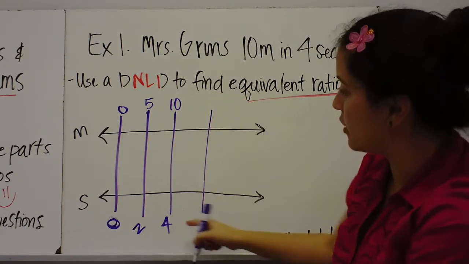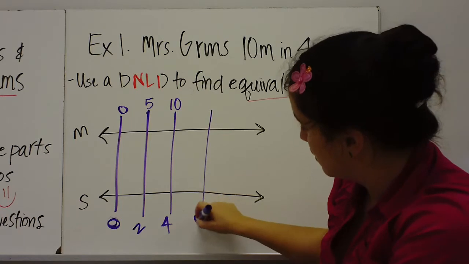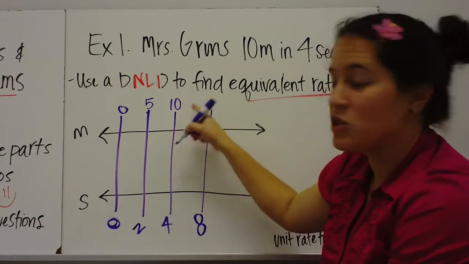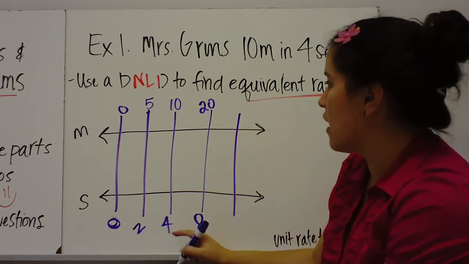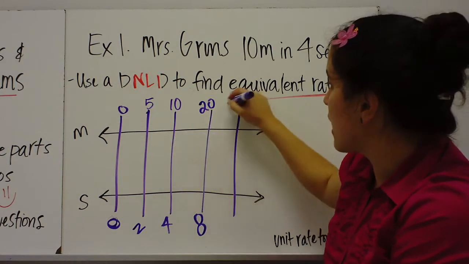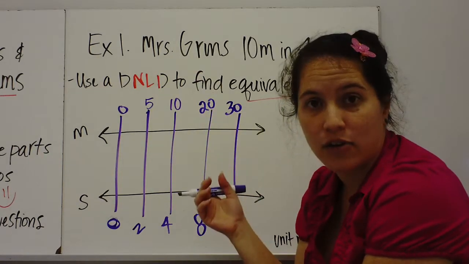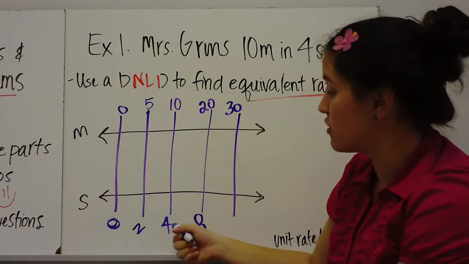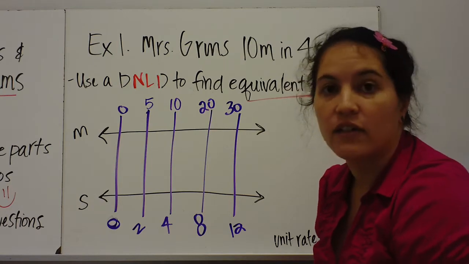So now let's come over here and let's double it. 4 times 2. So instead of running 4 seconds, she ran 8 seconds. And you have to do the same thing on the top. Double it. 10 times 2 would be 20. And then you can even do it again. Let's say this is tripled. So let's say she wants to run 30 meters. You can go the other way. 30 meters would be equivalent to how many seconds? So 10 times 3 is 30. So 4 times 3 is 12. So that is a very quick outline of a double number line diagram.